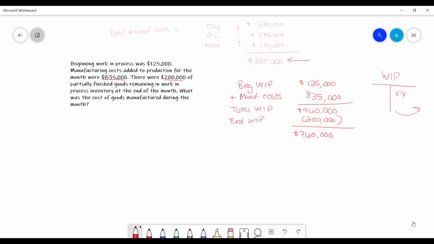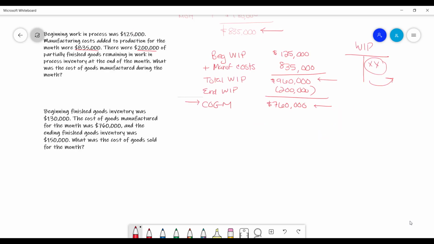When amounts leave that account, that amount that leaves the account and moves to finished goods is referred to as cost of goods manufactured. Because remember, cost of goods manufactured is the cost of the work completed for the period. So here we had total work in process of $960,000 for the period. We finished $760,000 of it, which left us with only $200,000 of work in process left. So the $760,000 of work we finished is called cost of goods manufactured, which moves from work in process into finished goods. So the answer for that one is $760,000.